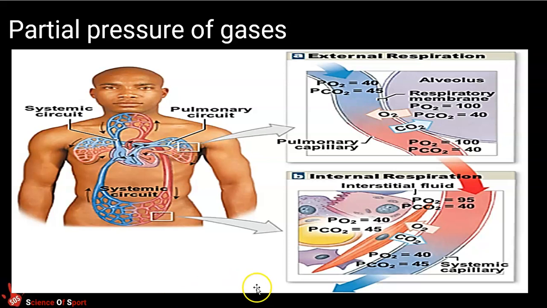The reverse happens for CO2. So CO2 returns to the lungs, so we've got a partial pressure of 45 in the blood returning to the lung. We've only ever got a partial pressure of 40 in the alveoli. We're always breathing CO2 out, remember, so we're always getting rid of it. This does not change. So we've got a slightly higher partial pressure here, and we've got a lower partial pressure in the alveolus. Therefore, things move high to low, and some CO2 will diffuse into the alveolus and get breathed out and expelled out of our body.